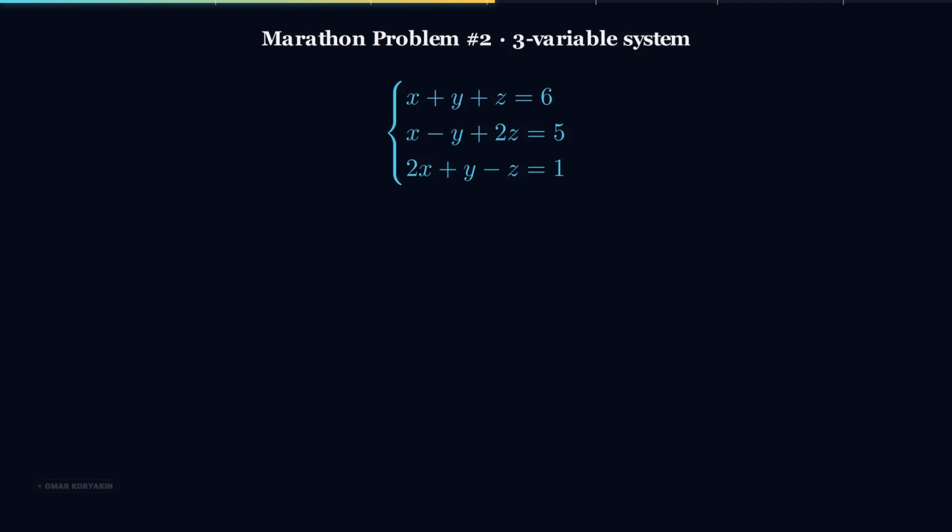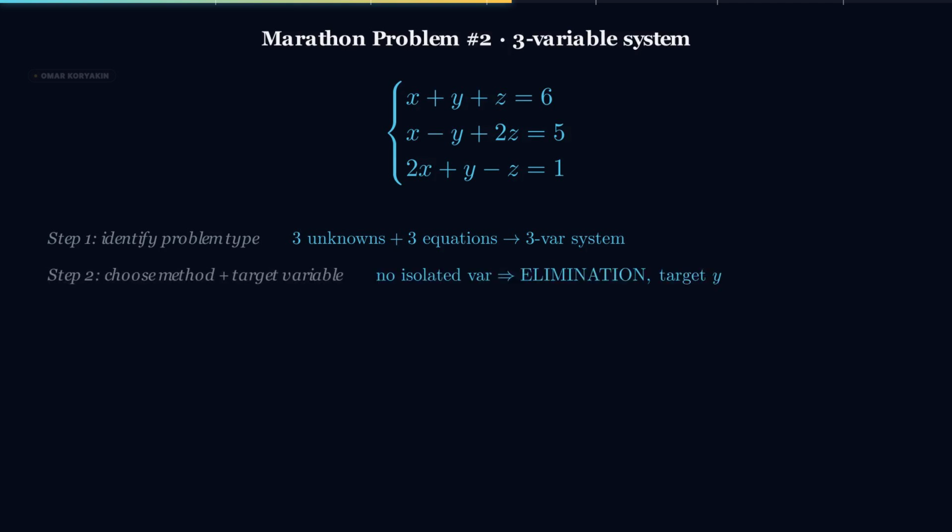Solve the system x plus y plus z equals 6, x minus y plus 2z equals 5, 2x plus y minus z equals 1. Step 1. Identify the problem type. 3 unknowns, 3 linear equations. Ask for all 3 values. This is a 3-variable system, skill 6 combined with skill 4.